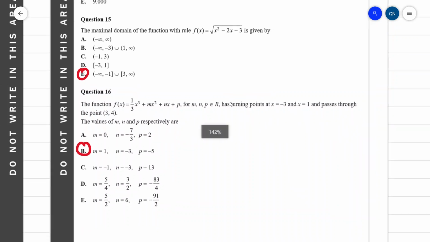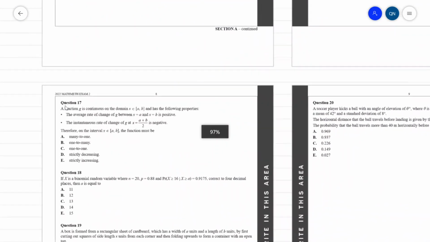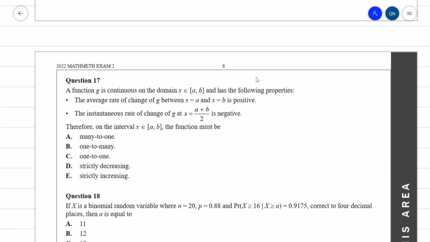All right. A few more questions to go, like 4 more questions. Question 17: a function g is continuous on the domain a to b and has the following properties. The average rate of change of g between a and b is positive. What does that mean?